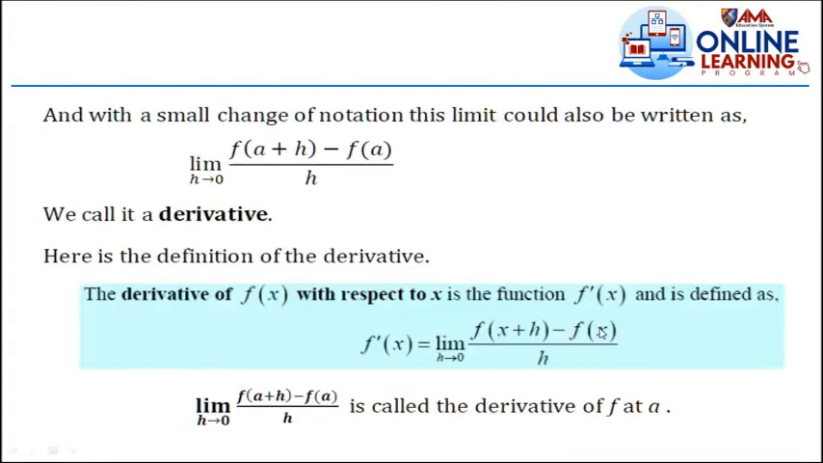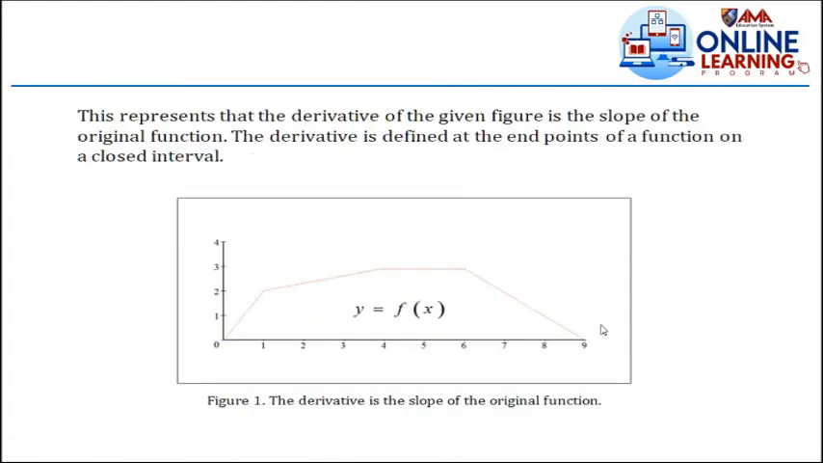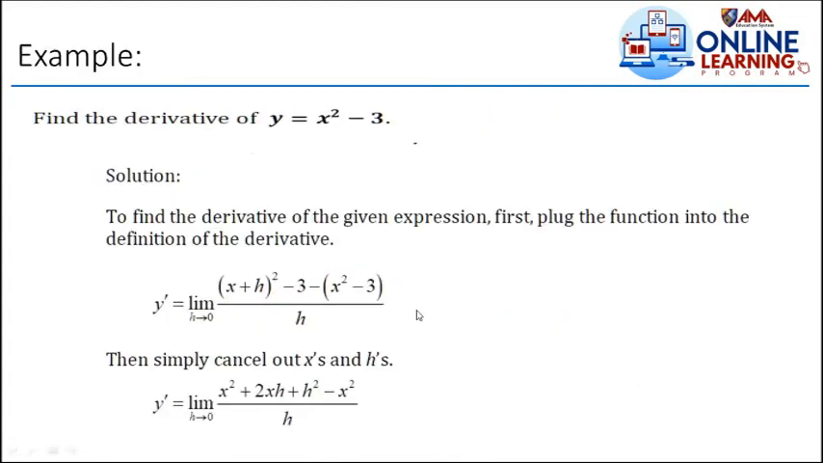Minus the function of x, which is equivalent to your y. Y is equal to the function of x. So this is now your y, which is the function of x, which is equivalent to x squared minus 3. So here it is: x squared minus 3, then divided by h as h approaches 0.